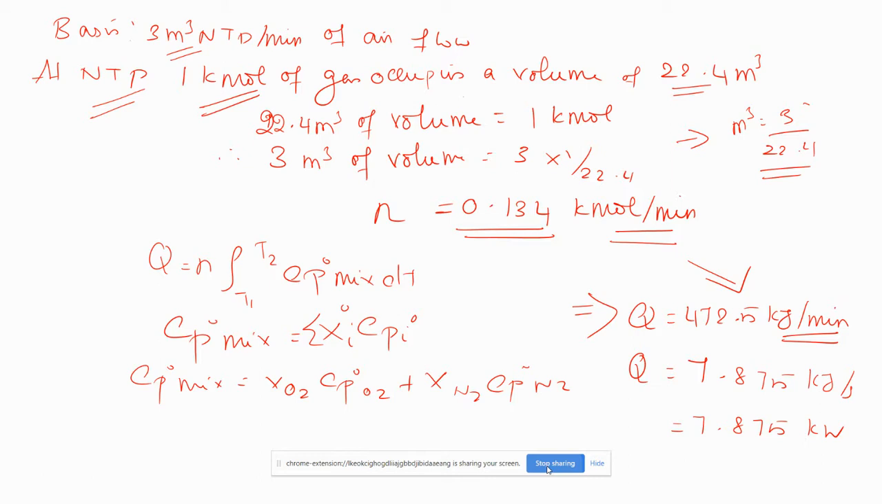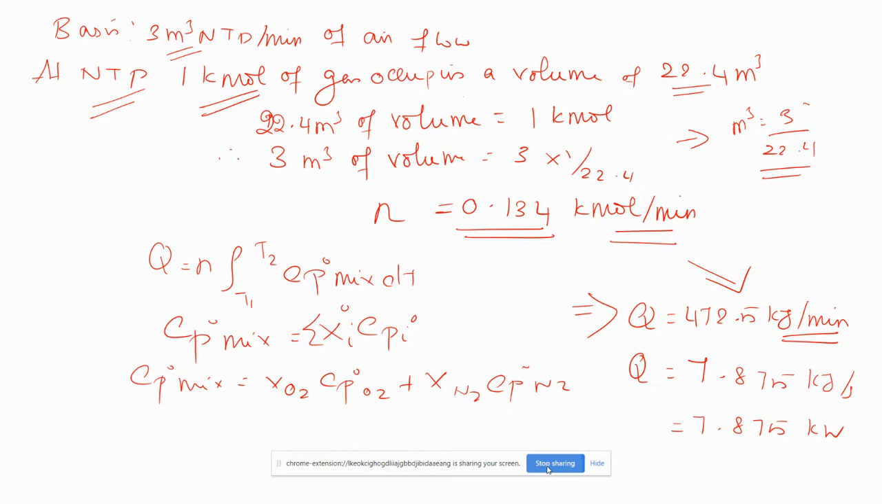So in this case, you have to find it. The formula here is Q is equal to N into Cp naught M2 into T2 minus T0 minus Cp naught M1 into T1 minus T0. Now we will start a problem related to this.